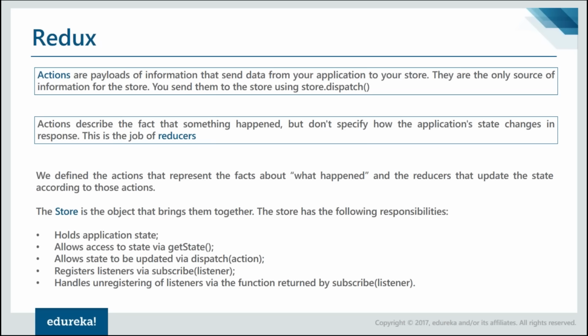So store is the object that is binding all these things together. So store has the following responsibilities. It holds the application state. It allows access to state via getState method. It allows a state to be updated via dispatch method, which takes input as action. Then it registers listeners via subscribe method, and it handles unregistering of listeners via the function which is returned by the subscriber. So all these are the functions of the store.